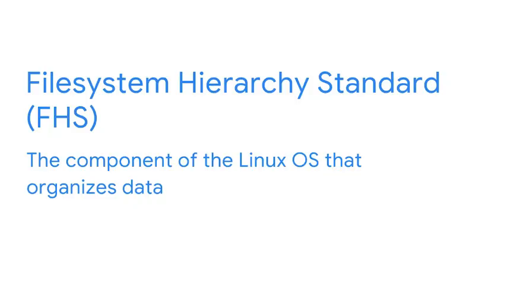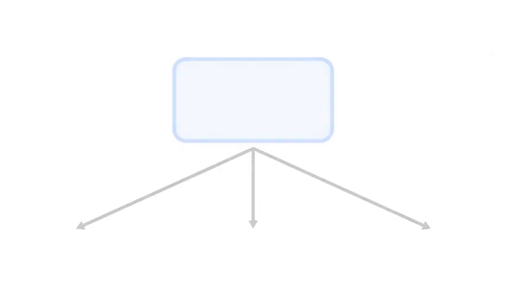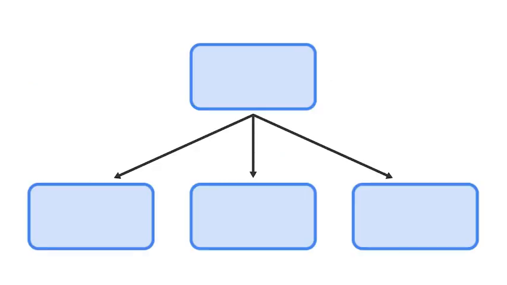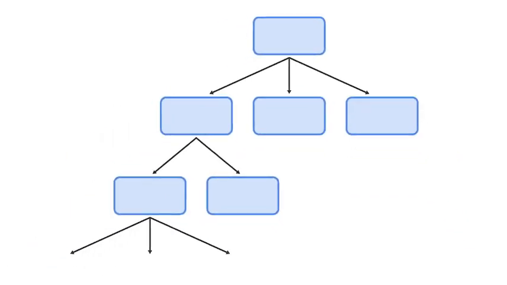Previously, we learned about the components of the Linux architecture. The File System Hierarchy Standard, or FHS, is the component of the Linux OS that organizes data. This file system is a very important part of Linux because everything we do in Linux is considered a file somewhere in the system's directory. The FHS is a hierarchical system, and just like with the tree, everything grows and branches out from the root. The root directory is the highest level directory in Linux. It's designated by a single slash. Subdirectories branch out from the root directory. The subdirectories branch out further and further away from the root directory.